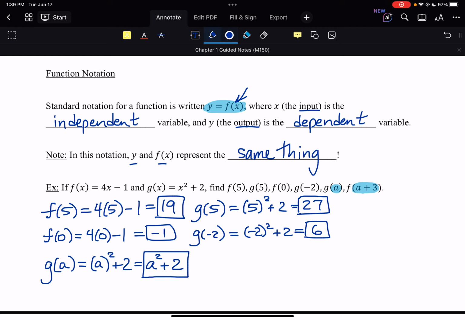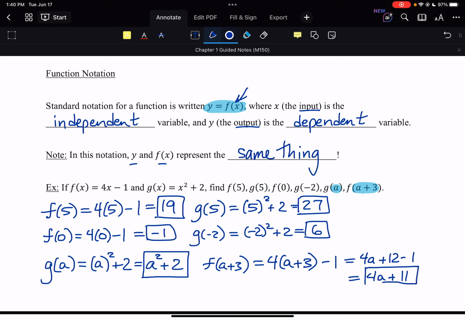But we don't just have to plug in single numbers into a function. We can plug in other expressions. For f of a plus 3, it's the same idea. We're taking f of x, but instead of x, we're using a plus 3. And that's the entire quantity a plus 3. So we get 4 times a plus 3 minus 1. Let's distribute that. We get 4a plus 12 minus 1, so 4a plus 11. So that's going to be our result.